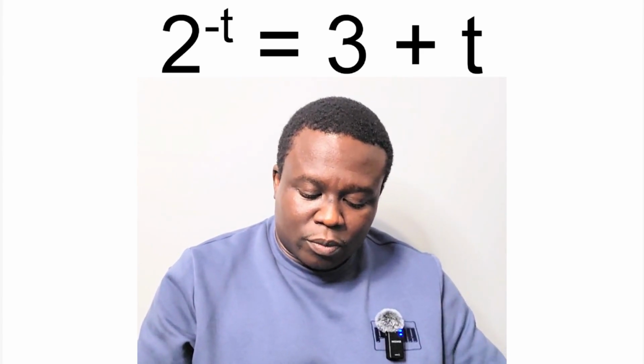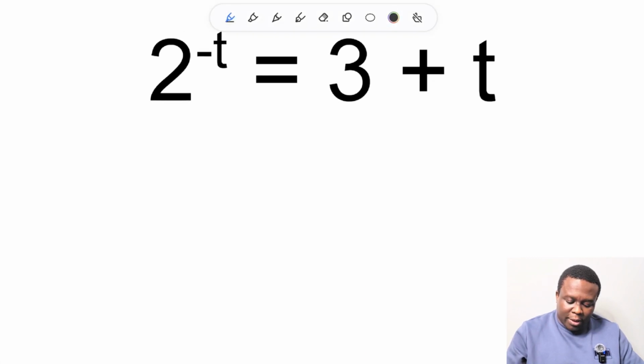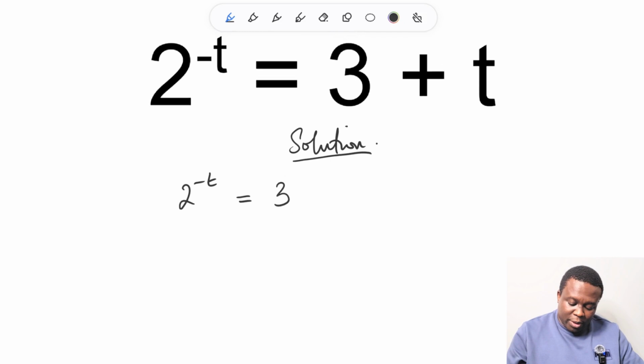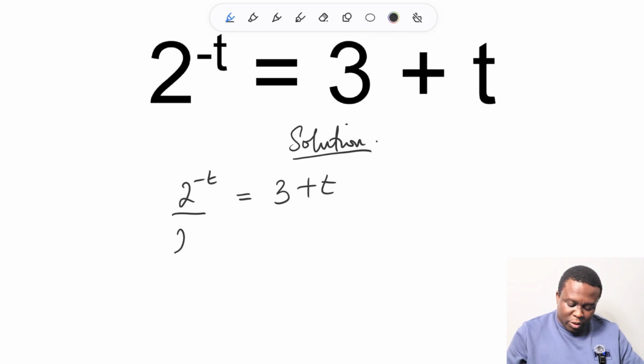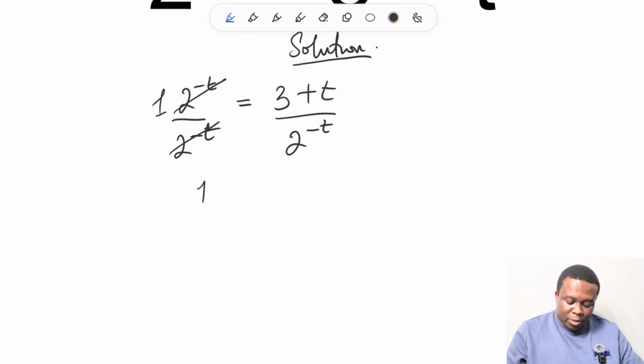All right, so we're going to start by dividing the left-hand side and the right-hand side by 2 raised to the power minus t. So it becomes 2 raised to the power minus t divided by 2 raised to the power minus t equals 3 plus t divided by 2 raised to the power minus t. Left-hand side cancels out. We have just 1. And so this becomes 1 equals 3 plus t divided by 2 raised to the power minus t.